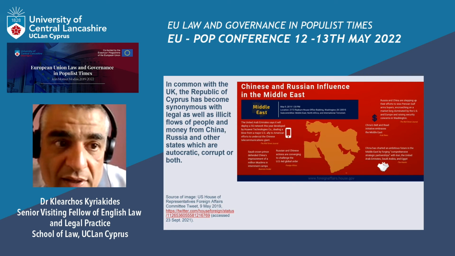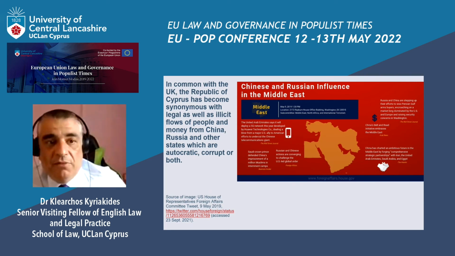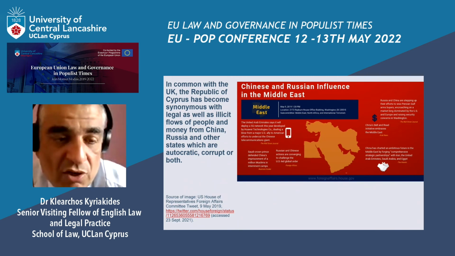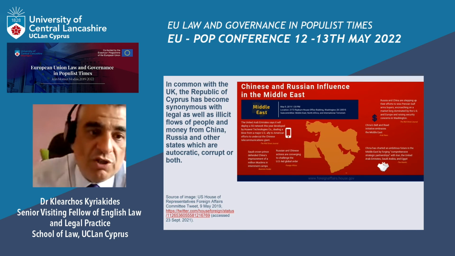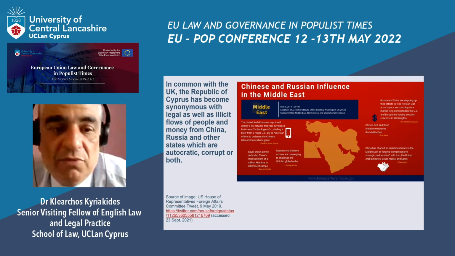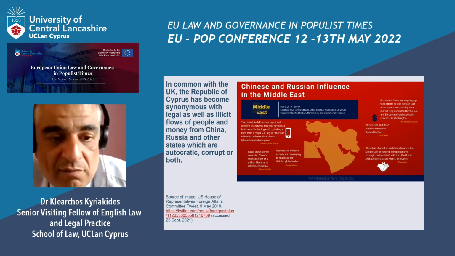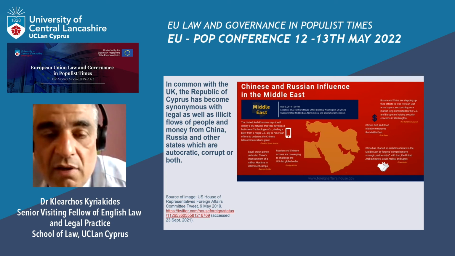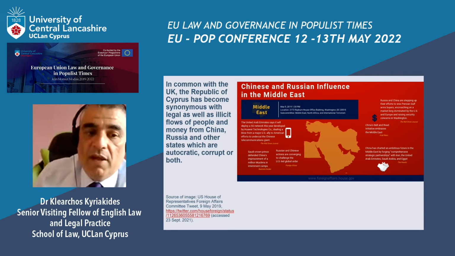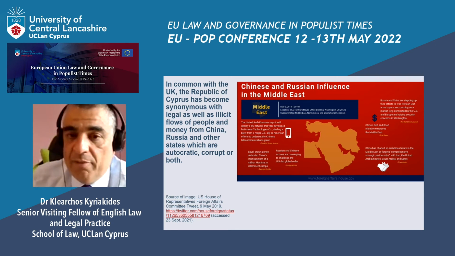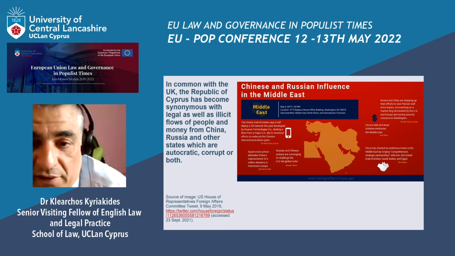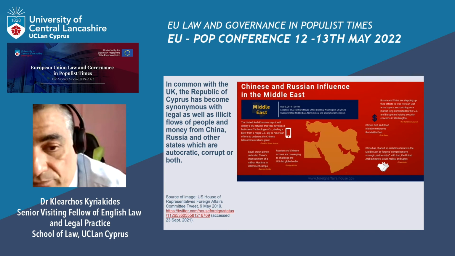So in common with the United Kingdom, the Republic of Cyprus has become synonymous with legal as well as illicit flows of people and money from China, Russia and other states which are autocratic, corrupt, or both. And this is a general subject that has been the subject of a very interesting investigation by the United States House of Representatives Foreign Affairs Committee, and it's symbolized by that image that it published on the 9th of May 2019. And the Republic of Cyprus is very much part of the Eastern Mediterranean and this Russian penetration.